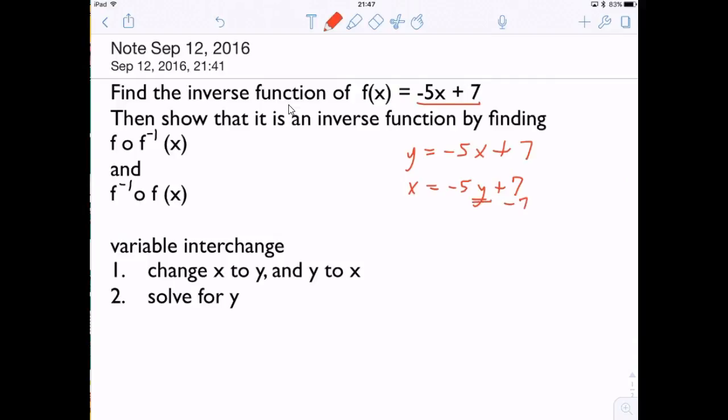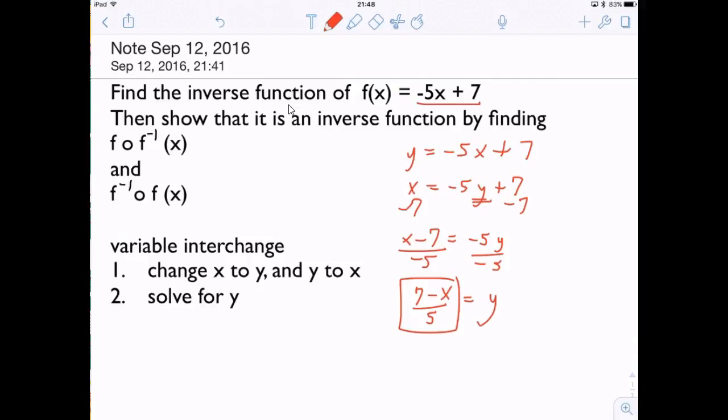So first thing we're going to do is subtract 7 from both sides. We're going to get x minus 7 equals negative 5y. Then we divide both sides by negative 5. And we're going to get 7 minus x divided by 5, or you could just leave it the way it was. Okay, I reversed the 7 and the x because I don't like the negative sign in the denominator. Equals y. So this is our inverse function right there. Okay, so we're already done finding the inverse function.